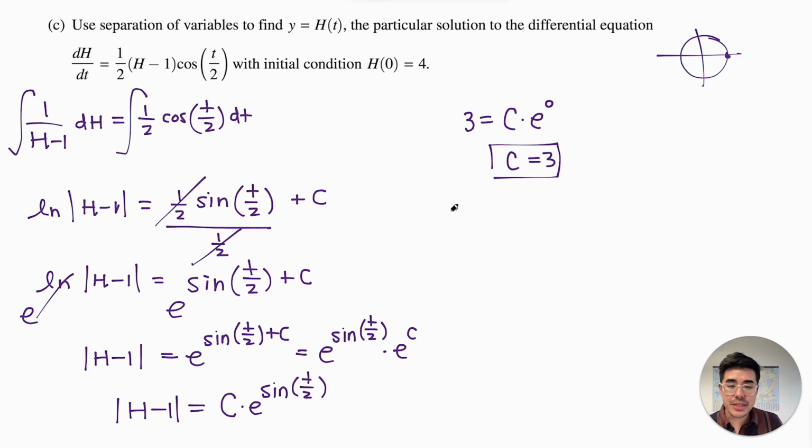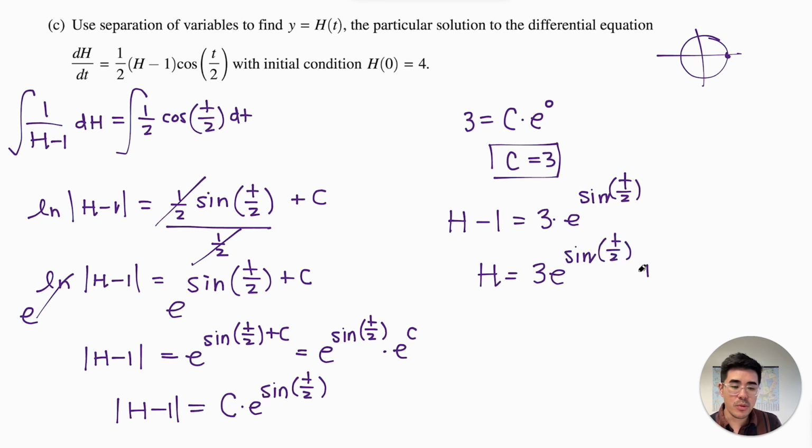So then our equation is going to be h minus 1 is equal to 3 times e to the sine of t over 2. And then we just add the 1 over. So h is equal to 3 e to the sine of t over 2 plus 1. And then you also want to plug in the point again just to make sure that we get a positive number, and we do. So we did the right thing by removing the absolute value sign.